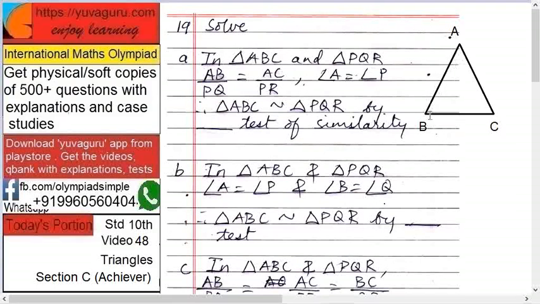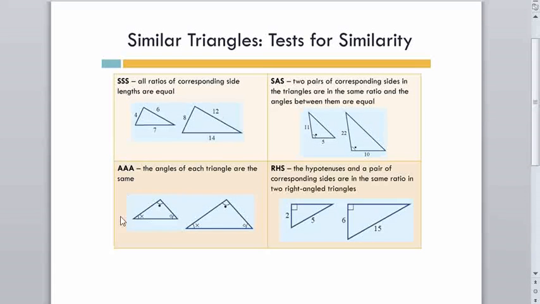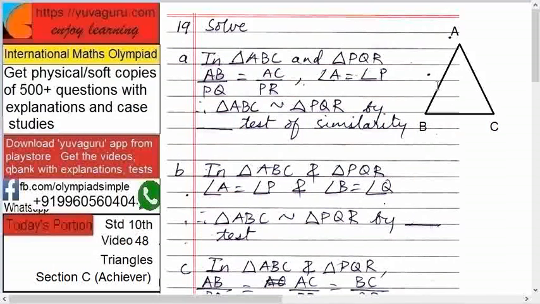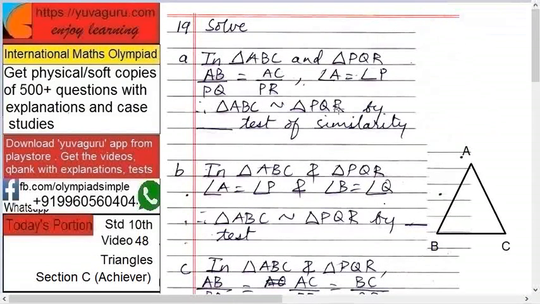So what happens, what is the test for similarity then? What are the tests for similarity? SSS, SAS, AAA and RHS, right? So these are similar to that of the congruency, only AAA and RHS are different. So this is also called only AA, that is also known as. So these two would be similar by what? SAS, right? Now second, in triangle ABC and triangle PQR, angle A equals P, B equals Q.